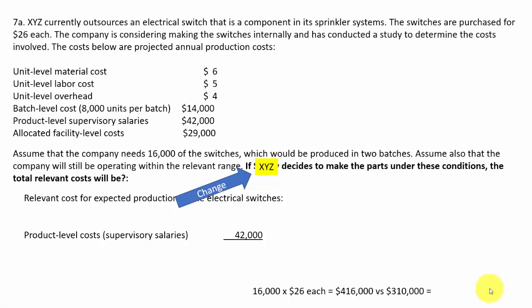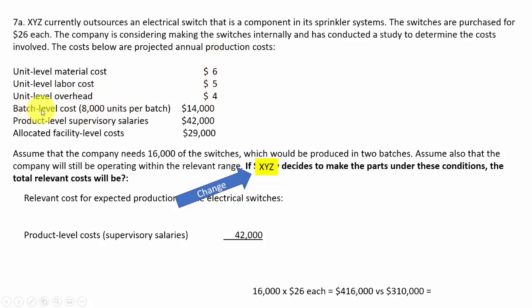Okay, this will be our last problem in the review, and this is another should we buy it or should we make it kind of problem. So XYZ currently outsources an electrical switch that is a component of its sprinkler systems. The switches are purchased for $26 a piece. That's what they can buy them for. The company is considering making the switches internally and has conducted a study to determine the cost involved. The costs below are projected annual production cost. So we've got material cost, labor cost, and overhead cost. These are per unit cost.